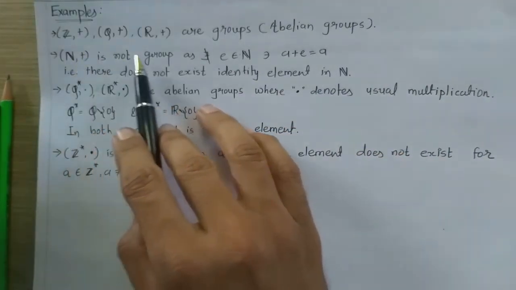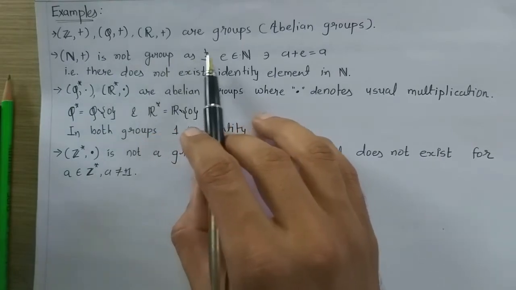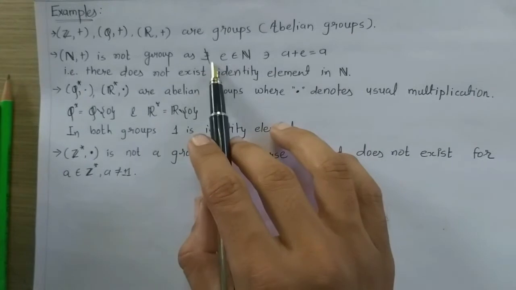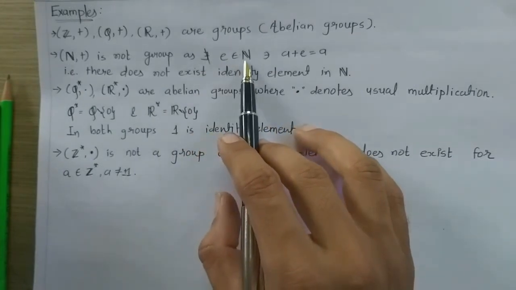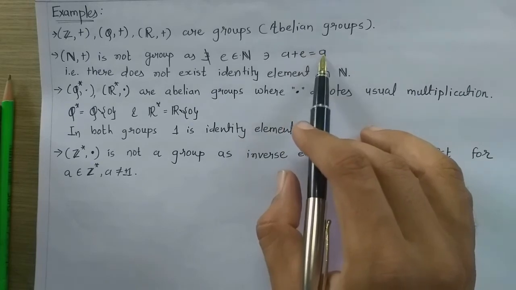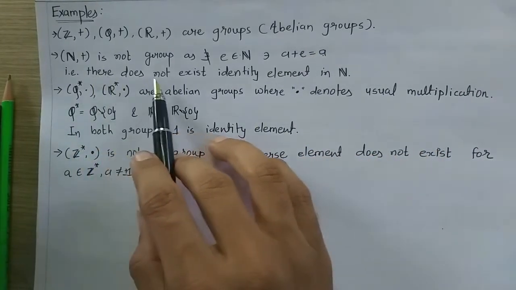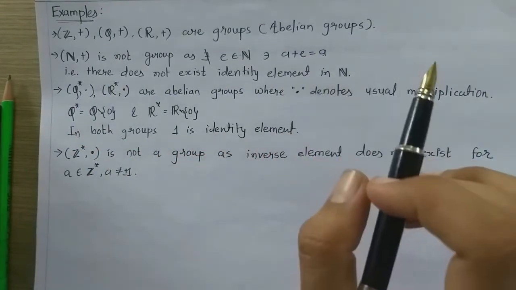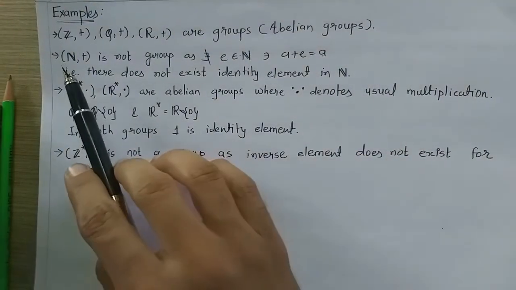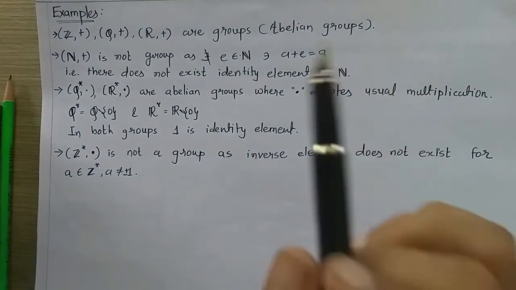Now N plus is not a group because there does not exist any identity element, as there does not exist e belongs to N such that a plus e is equal to a. So there does not exist an identity element in N. So the third property is not satisfied. Hence N plus is not a group.